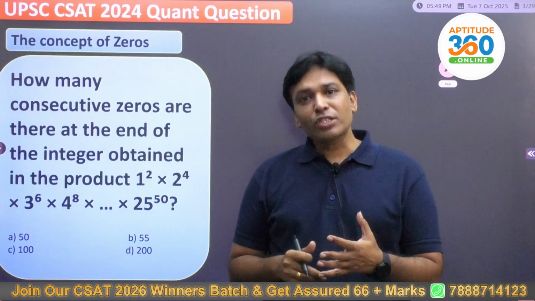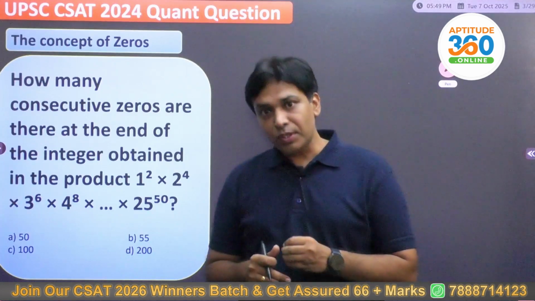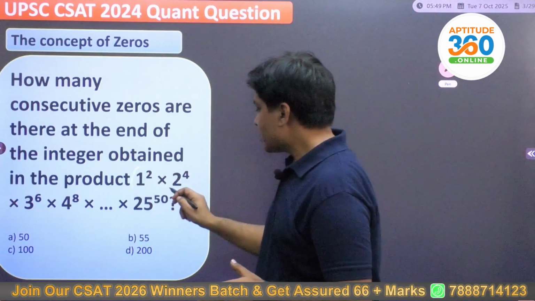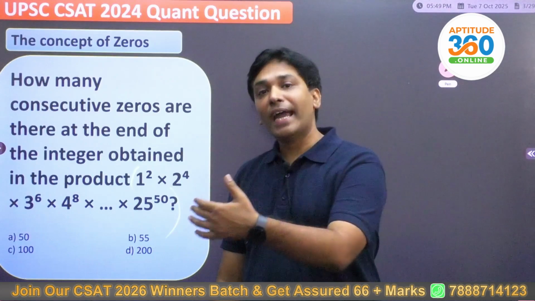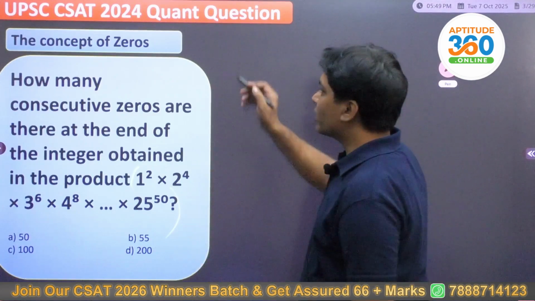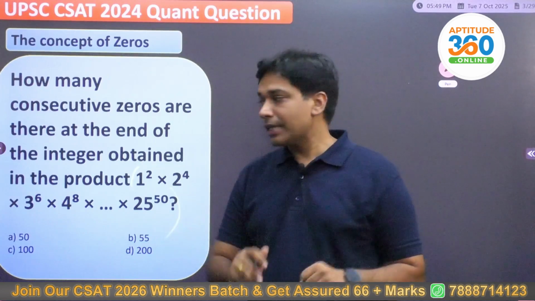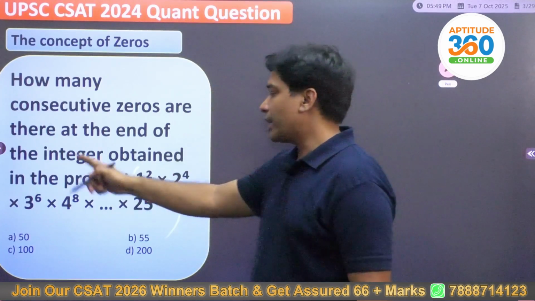So this question was asked in UPSC CSAT 2024 from the concept of number of zeros, and they're asking you, if you have got this huge number, what is going to be the number of zeros at the end of it, right? We know for sure that number of zeros you will get from number of 2's and number of 5's, right? And what is the number that we have? We have got 1 raised to 2, 2 raised to 4, 3 raised to 6.